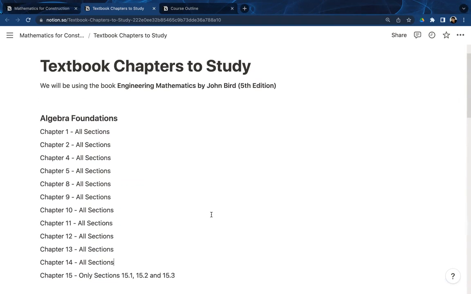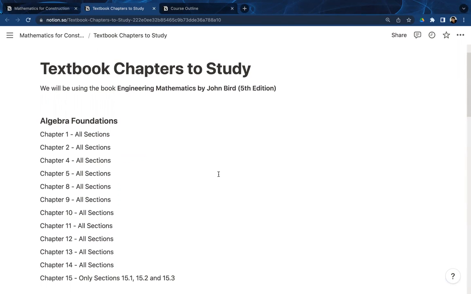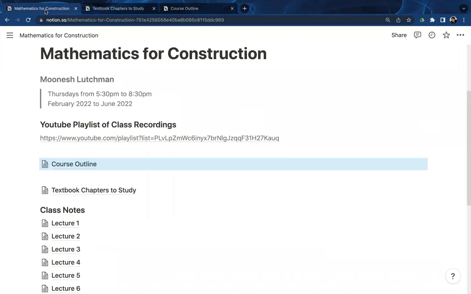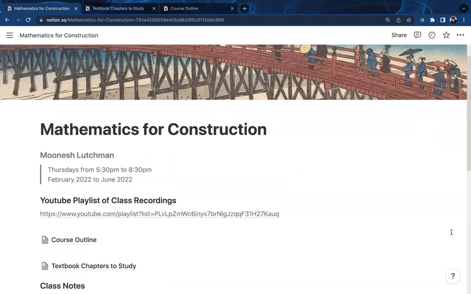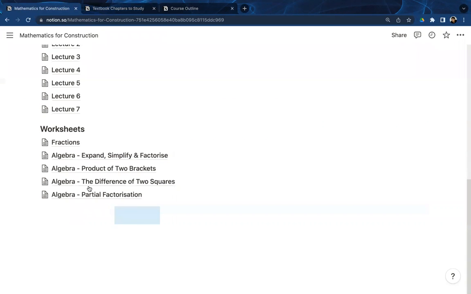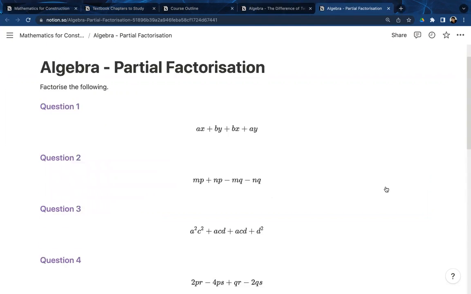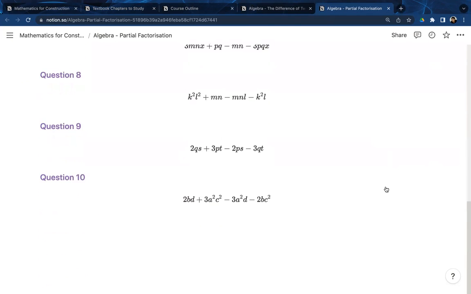So just start from the beginning, chapter 1, and keep going. Do all the problems, check the answers at the back of the book. And when you don't understand something, you have to reach out to me. The actual homepage for the course itself, I put up some new worksheets here for you, so you could try them out. We have difference of two squares, factorization and partial factorization. These are things that you should be able to do fairly quickly.